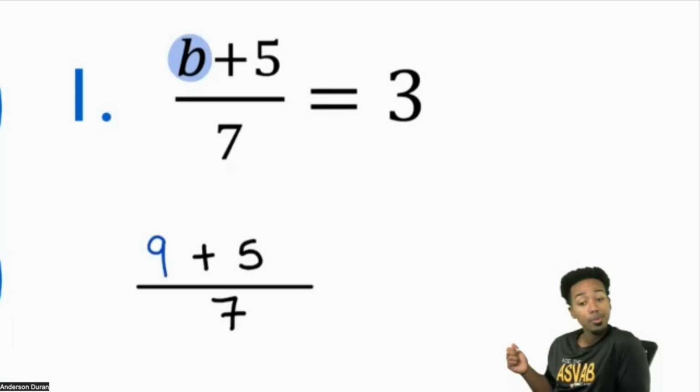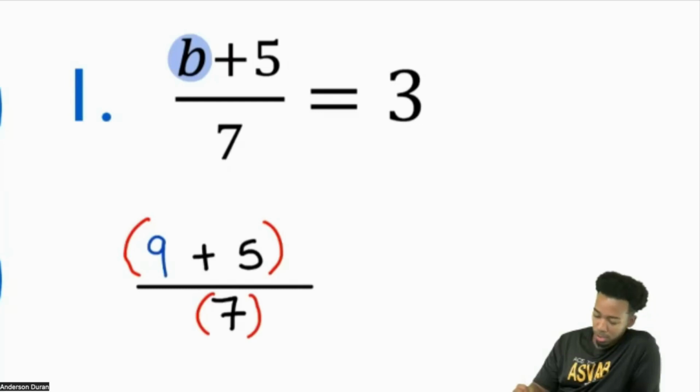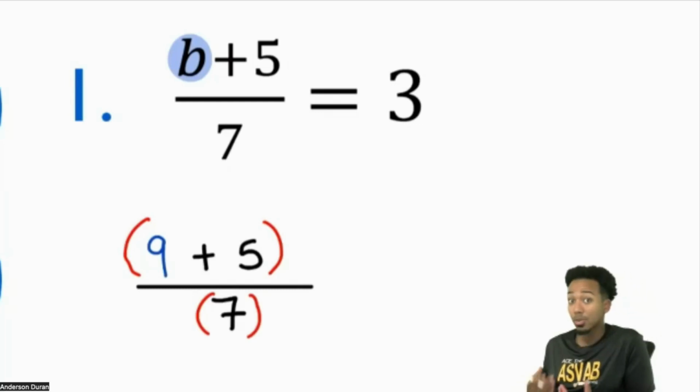Doesn't it seem a little more clear now? The first thing we would do is add that 9 and the 5. I want to make this very clear, everybody. When you have a fraction, one thing over another, what you're looking at is the whole numerator divided by the whole denominator. That's what a fraction is.